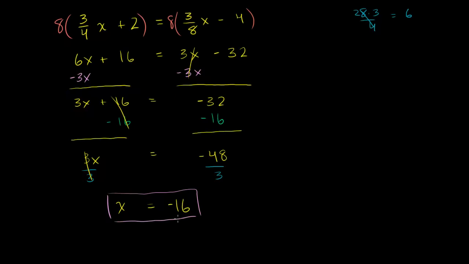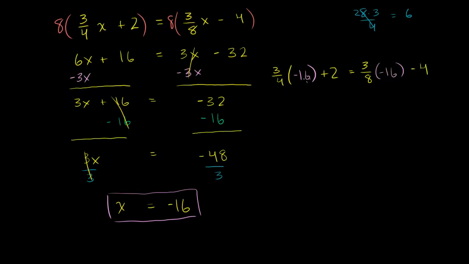So let's make sure that this actually works by substituting into the original equation up here. The original equation didn't have those 8's out front. So let's substitute in the original equation. We get 3 over 4 times -16, plus 2, needs to be equal to 3/8 times -16, minus 4.